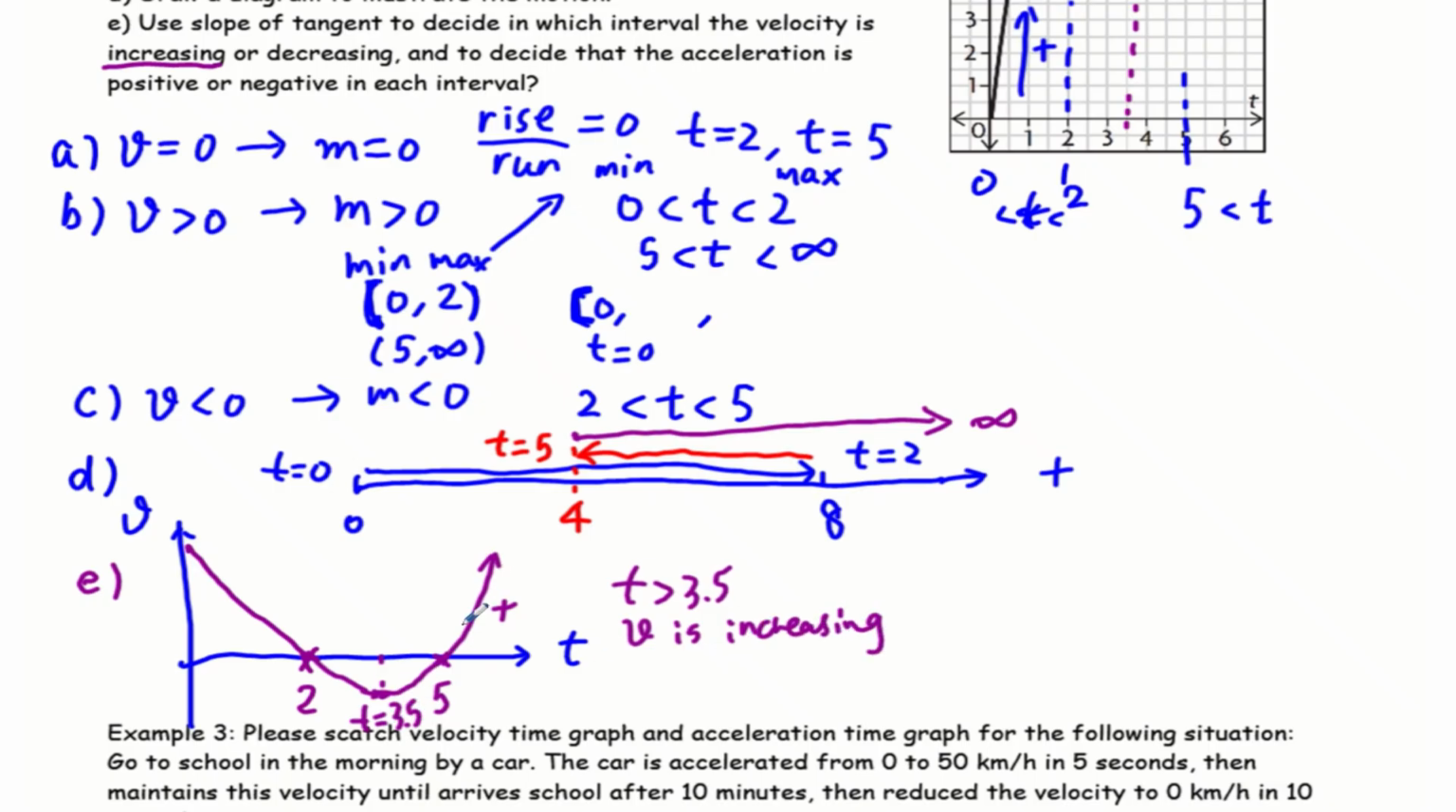So if the slope is positive, then the velocity is increasing. If the slope is negative, then it's decreasing, it's going down. So for t less than 3.5, v is decreasing.